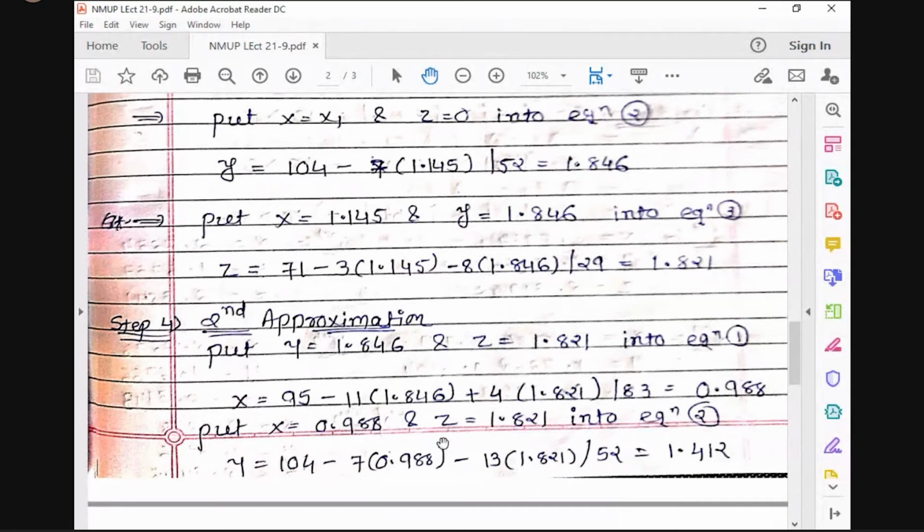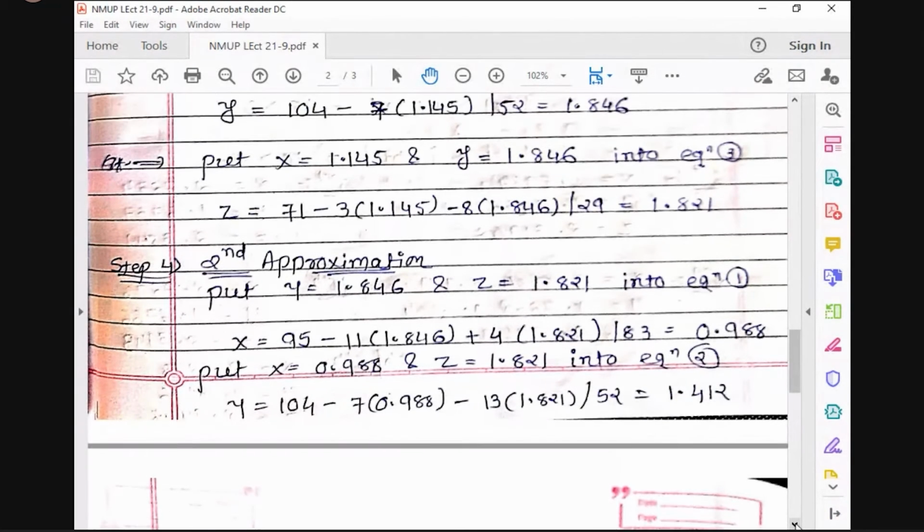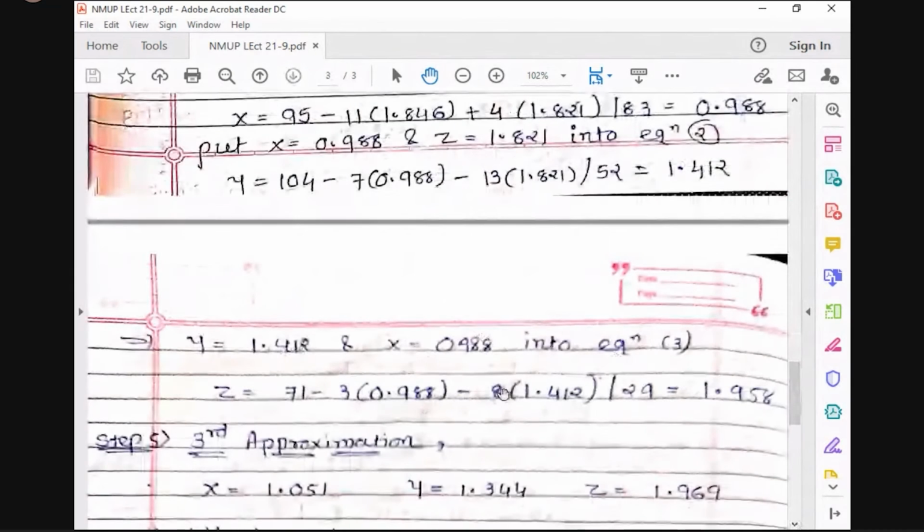Everybody. Okay. So now my new value of x is available with us. That I'm substituting, and the value of z. And I got this new y2 value as 1.412. Now x and y, these two values are available with me. I'm substituting these two values in my third equation, and I got the new value of z, which is equal to 1.958.